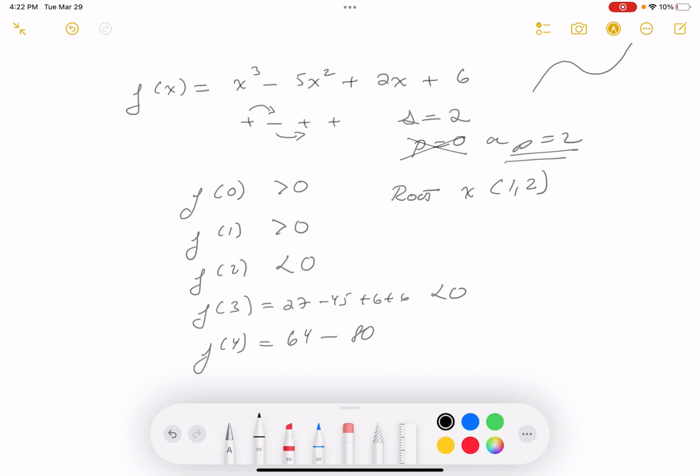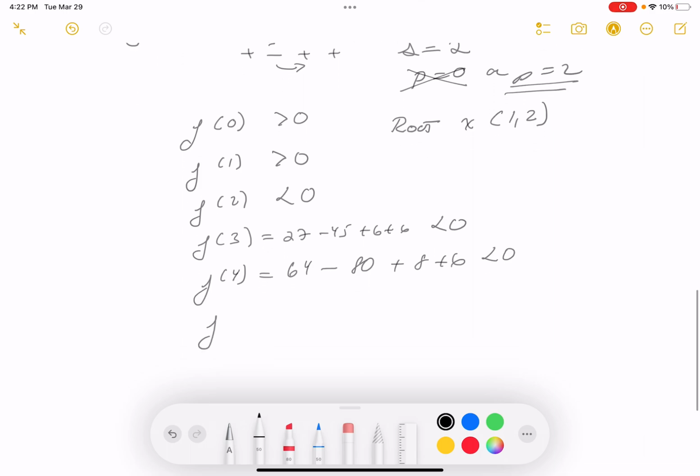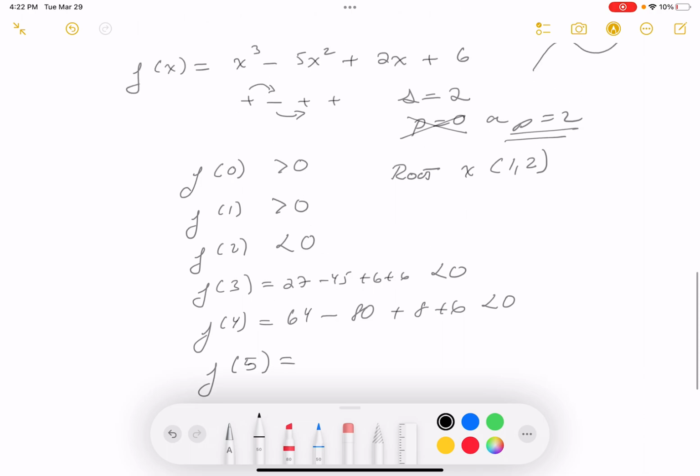Did I copy the right problem? And what do you get over there? Plus 8, plus 6. Wow, it's still negative. All right, at some point it's got to poke through. At some point that cubic is going to take off, overpower everybody. What do you get there? 125, minus 125, plus 10, plus 6. This is definitely positive. So I found the other root.